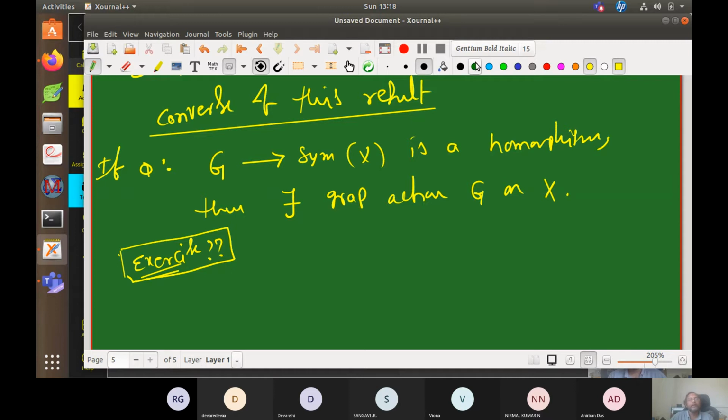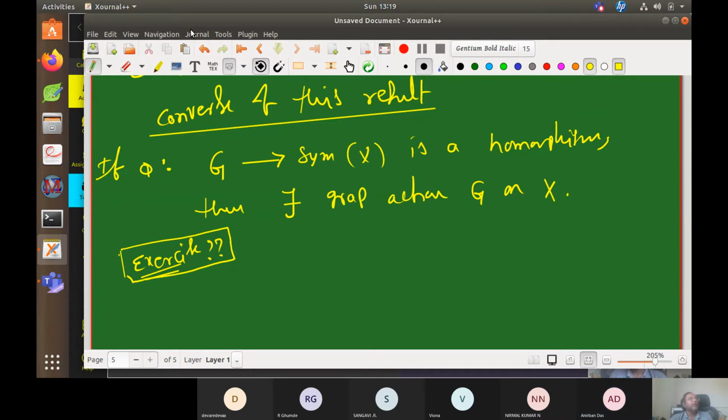Any comments, anything? Sir, wait a minute, I forgot. Okay, no problem, take your own time. Sir, I was saying, can we say that the set of all group actions from G to X forms a group somehow, and that group, if it is, will that group be isomorphic to the group of all homomorphisms from G to Sym X?